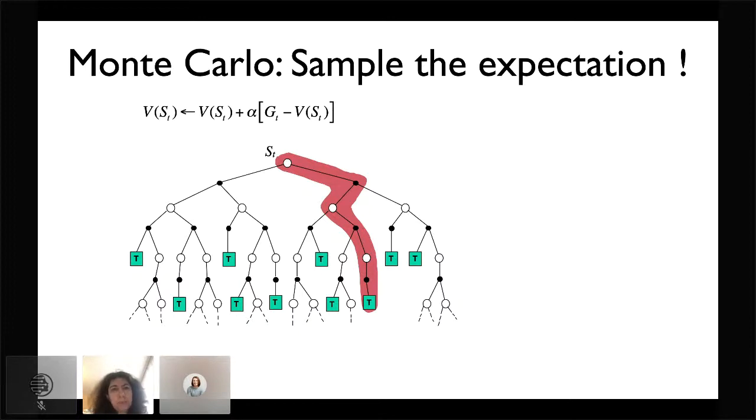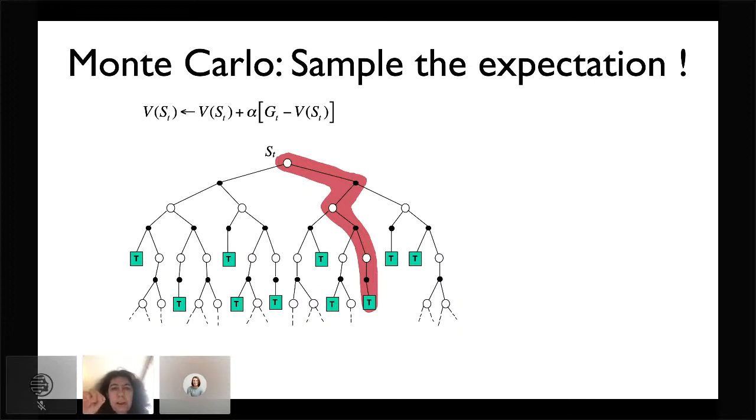And so you can imagine an agent sitting at state S_t, and you can imagine the set of all possible trajectories that this agent could have in its environment. In this particular case, we're assuming that the environment has a finite number of states and the agent has a finite number of actions. The empty circles represent states in the picture. The black dots represent action choices.